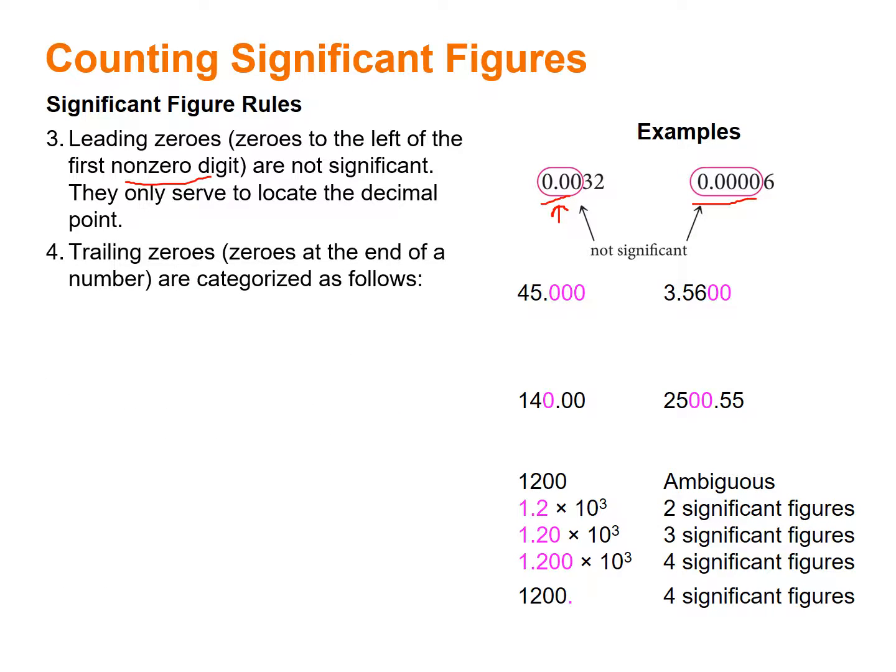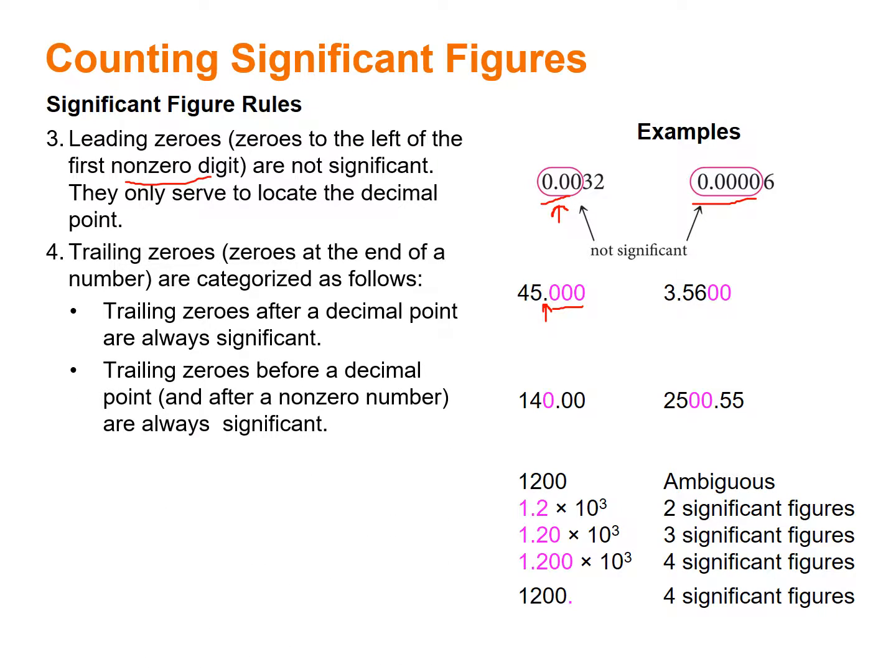Trailing zeros, there are rules about trailing zeros. If you have trailing zeros after a decimal point, so there's my decimal point, and there I have a bunch of trailing zeros, these are significant because the zeros come after the decimal point. So these pink zeros here are both significant.